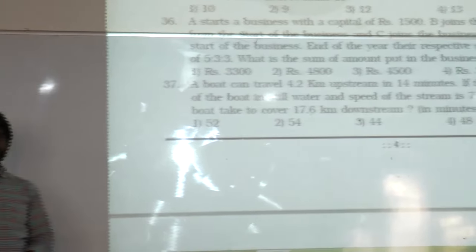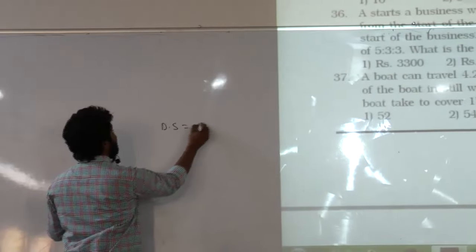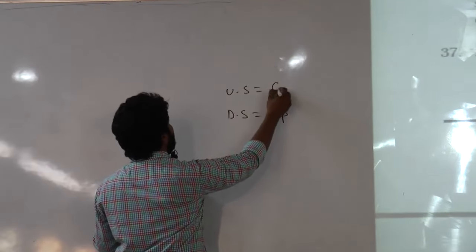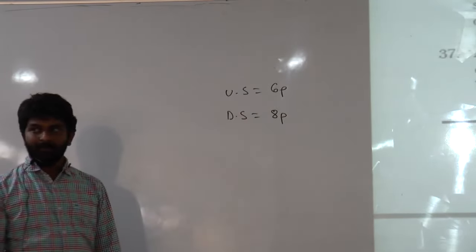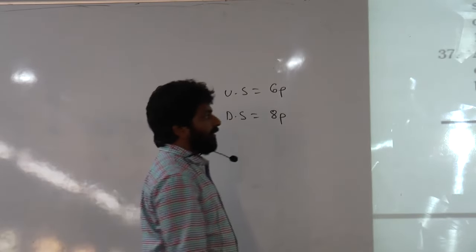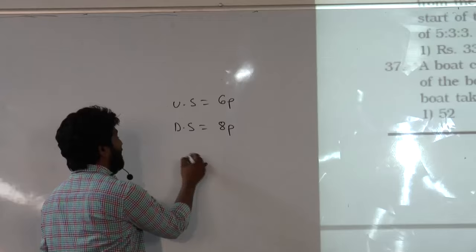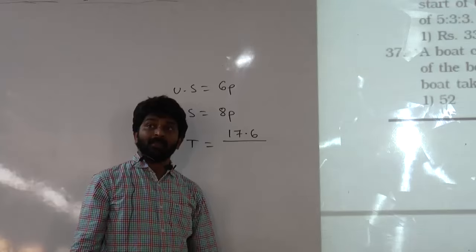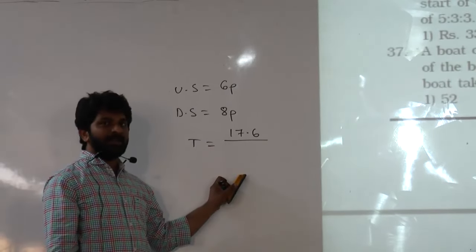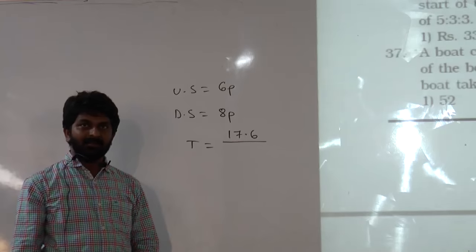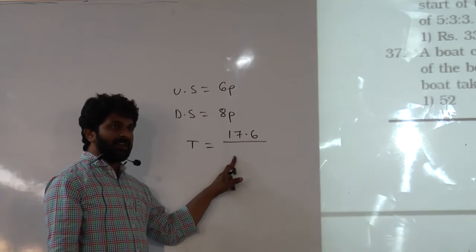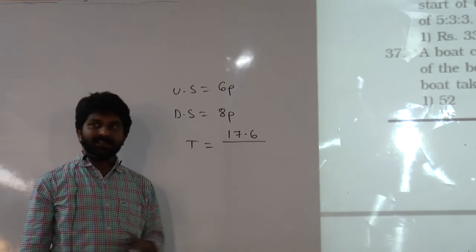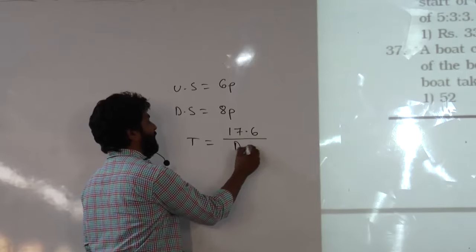So from the ratio you can say downstream speed is equal to 8 parts. Upstream speed is equal to 6 parts. Right? Next. You are asked about how much time. Time to cover 17.6 kilometers in which stream? Downstream. So time t is equal to distance by speed. Which speed do you have to consider? Downstream, because you need to cover 17.6 kilometers downstream. So now you need to have the downstream speed.